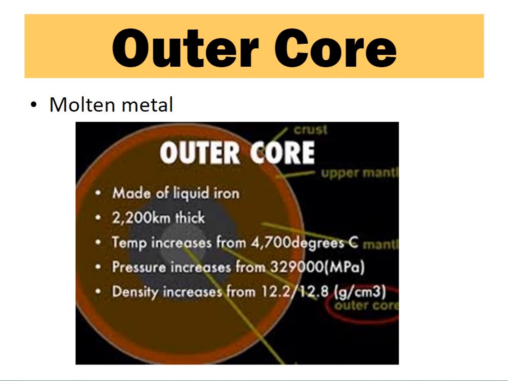The outer core is the molten metal. It is made up of liquid iron. It is about 2,200 kilometers thick, and the temperature increases to 4,700 degrees Celsius. The pressure increases from 329 megapascals, and the density increases from 12.2 to 12.8 grams per cubic centimeter.